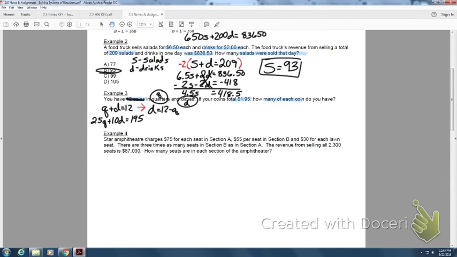And I'm going to put 12 minus Q in for D right there. So I end up with 25Q plus 10(12 minus Q) equals 195. Distribute the 10.